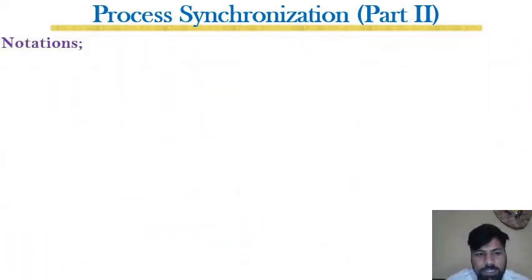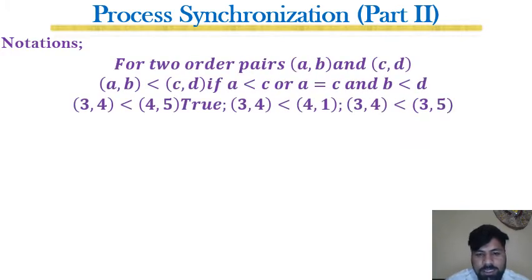Now let's discuss the notations that will be used in this algorithm. The first notation is that for two ordered pairs (A, B) and (C, D), (A, B) is less than (C, D) if either A is less than C, or A is equal to C but B is less than D. For example, look at the first one. We have to compare the first element of the first ordered pair with the first element of the second ordered pair. So 3 will be compared with 4, and you can see directly that 3 is less than 4. So we decide that the first ordered pair is less than the second ordered pair, and this becomes true, because we need not compare the second elements.